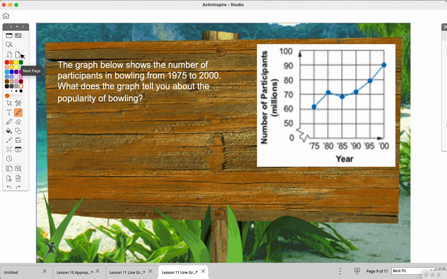All right, your turn to go ahead and take a look at this one. Okay, I want you to look it over and do the same thing. What does the graph tell me about the popularity of bowling? Specifically telling me how much it's increasing pretty much year over year.